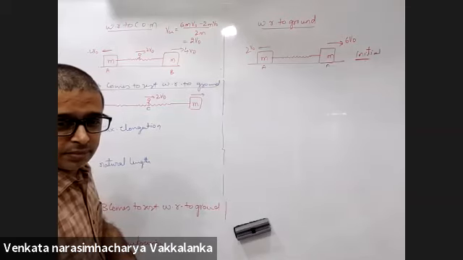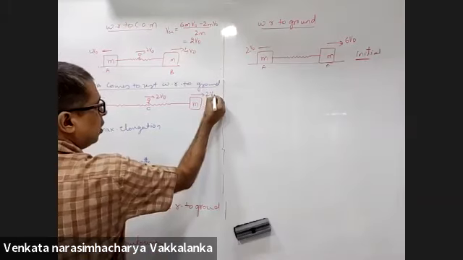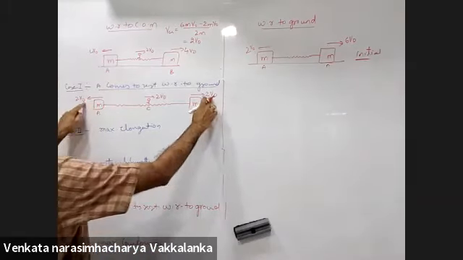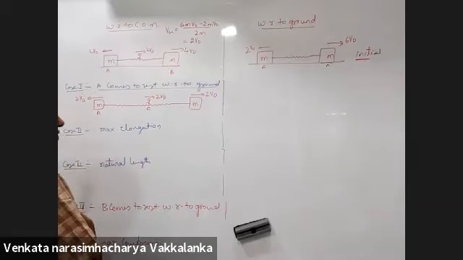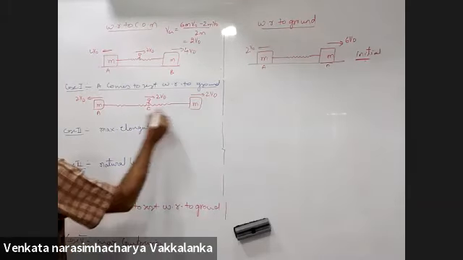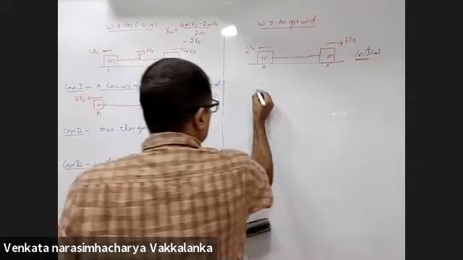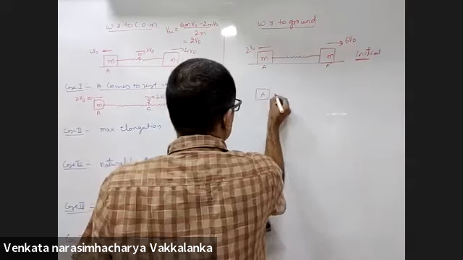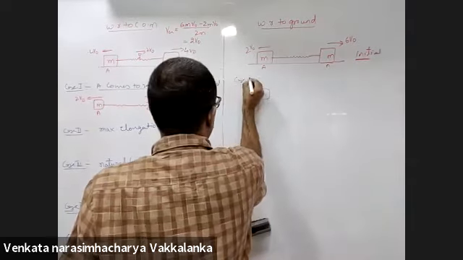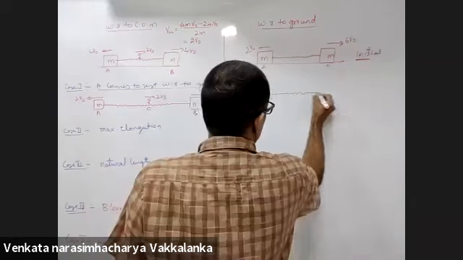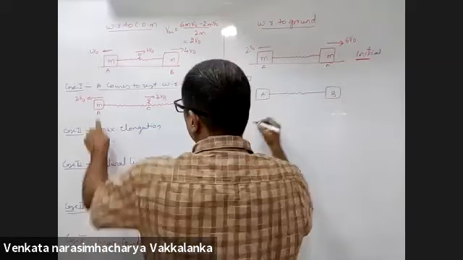2v0, because momentum of this and this should be equal with respect to center of mass. Right? With respect to ground, what will be the velocities? With respect to ground, case 1, you can directly tell me the values.